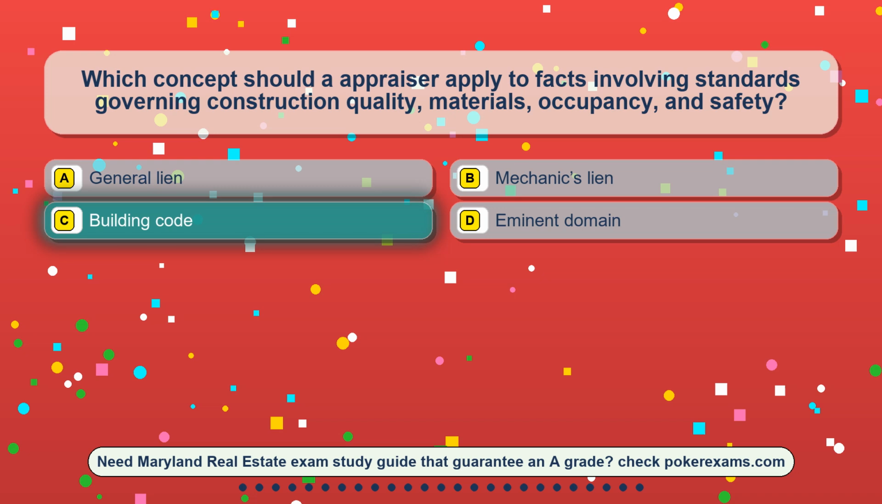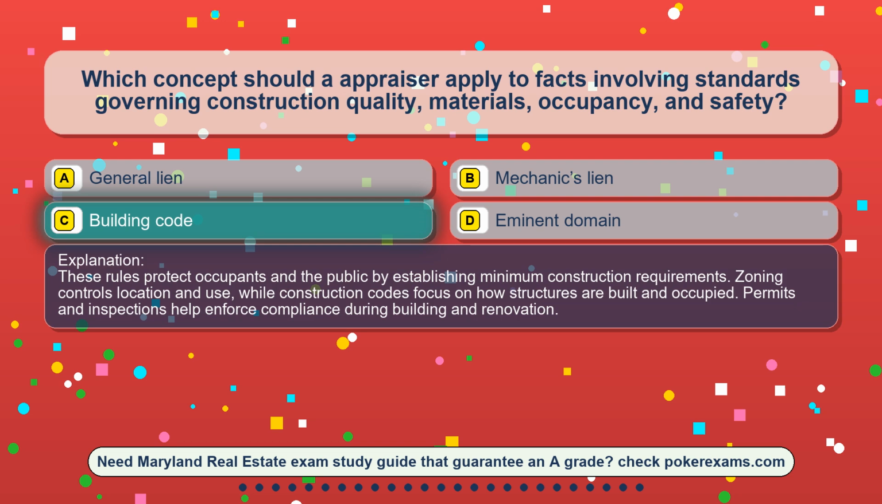The correct answer is option C, building code. These rules protect occupants and the public by establishing minimum construction requirements. Zoning controls location and use, while construction codes focus on how structures are built and occupied. Permits and inspections help enforce compliance during building and renovation.